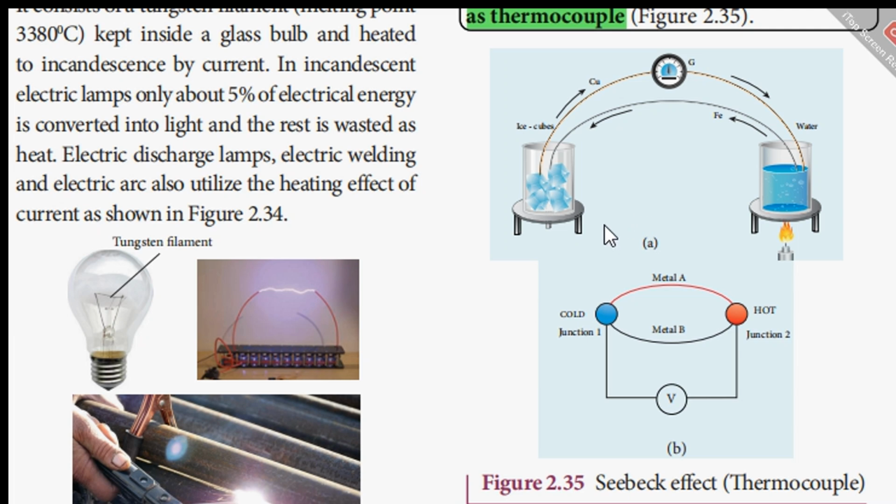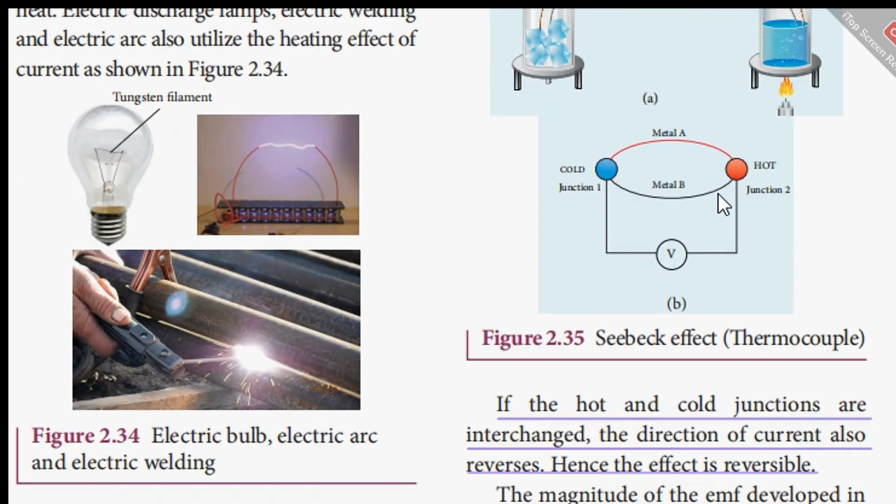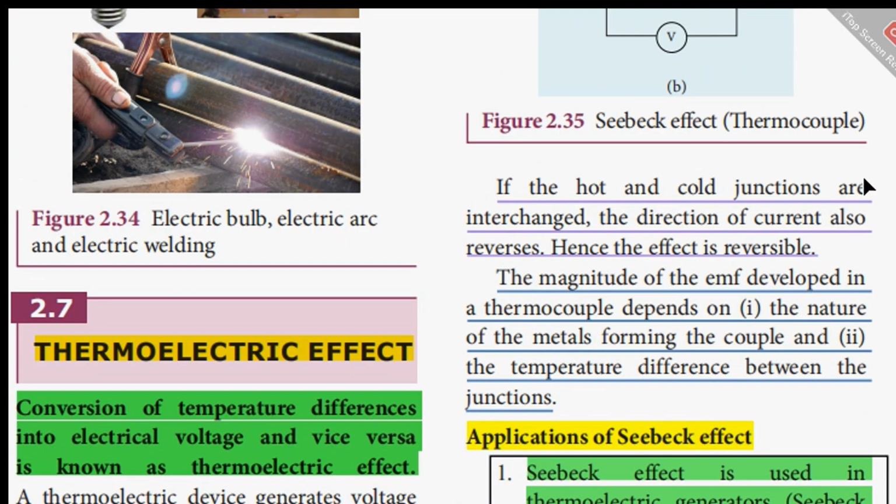So this is the diagram of the Seebeck effect, which is observed in a thermocouple. This is a thermocouple having two dissimilar metals, copper and iron. In this, the copper and iron junction is kept as the cold junction, and here the iron and copper junction is kept as the hot junction. Therefore, a current will flow through this thermocouple. If the hot and cold junctions are interchanged, the direction of current also reverses. Hence, the effect is reversible.